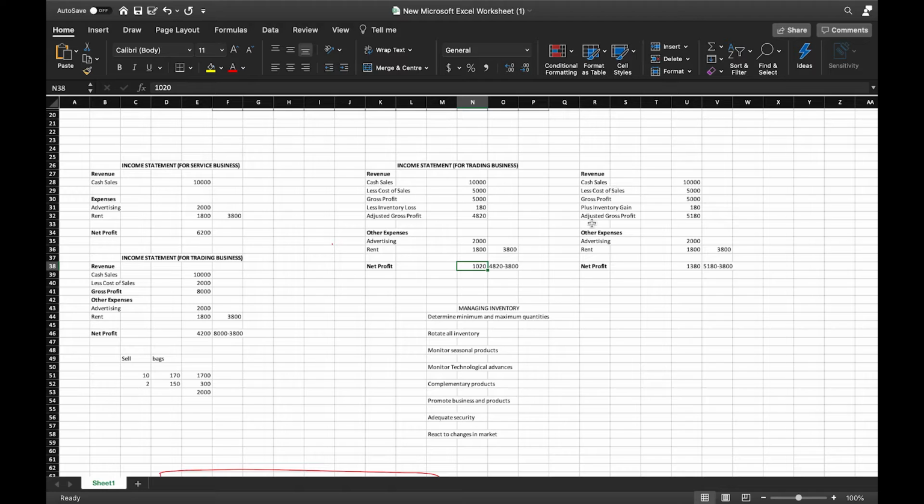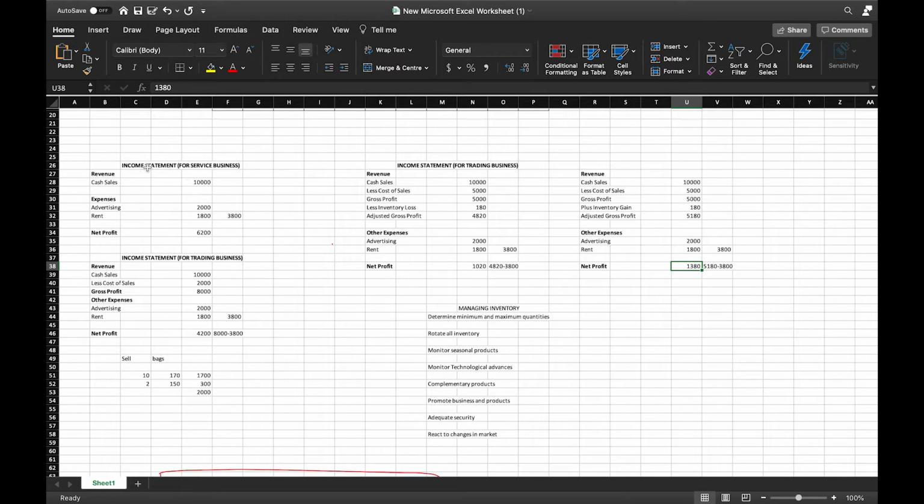If it's a gain, we do pretty much the same, except that instead of $5,000 minus 180 when it is a loss, for an inventory gain we add them in. So $5,000 plus 180, we have the adjusted gross profit as 5,180. Again, other expenses are the same, so we just take the adjusted gross profit minus the total of the other expenses, and we have the net profit.